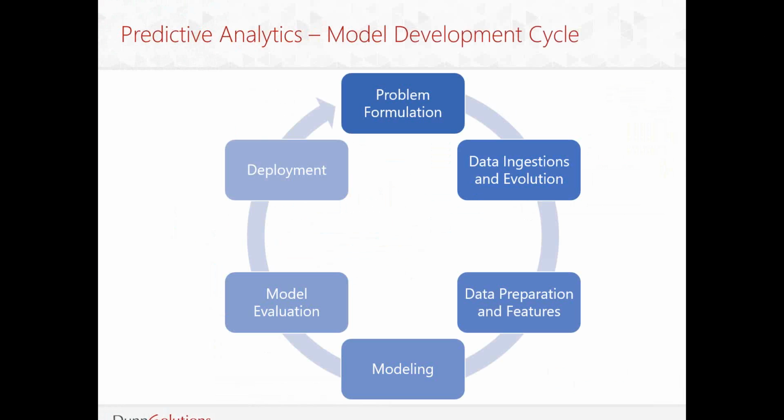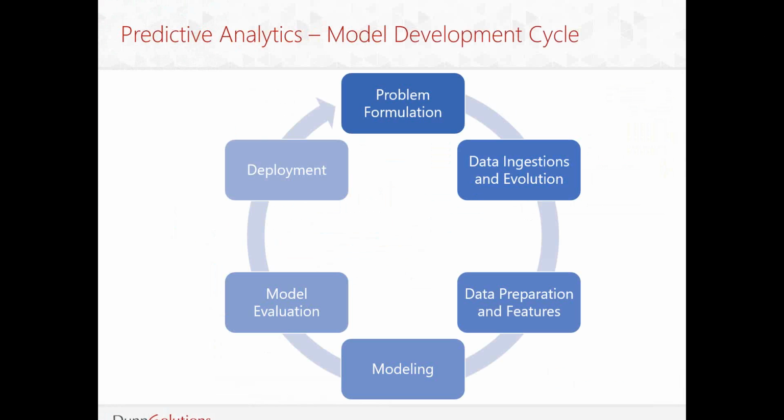So start with problem formulation, where you specify the objective of the model. If you're trying to develop a customer churn analysis, for example. And then the next one is data ingestion and evaluation. It's about enriching the data. You try to get complete, clean, and clearly defined data. That's your objective here, because we know if we enter garbage into our model, we're going to get garbage out of it.